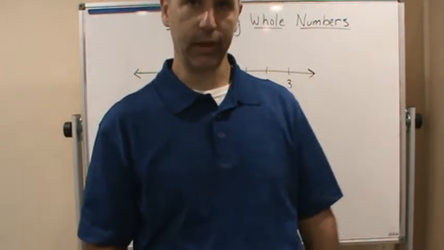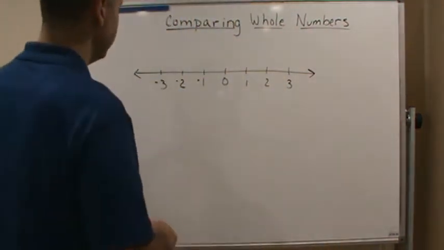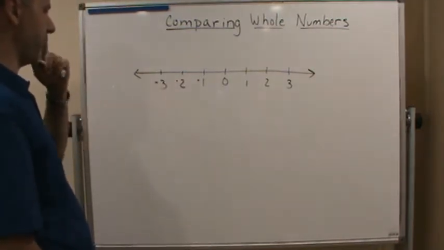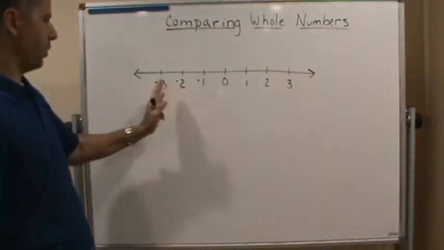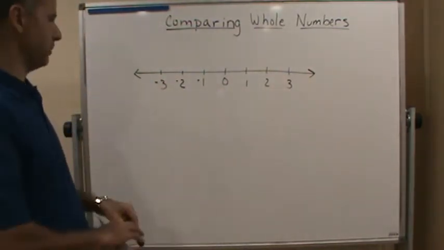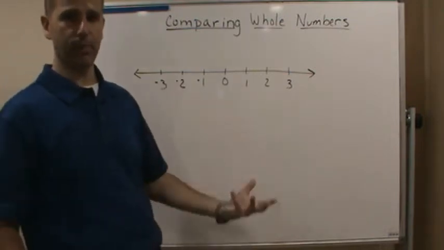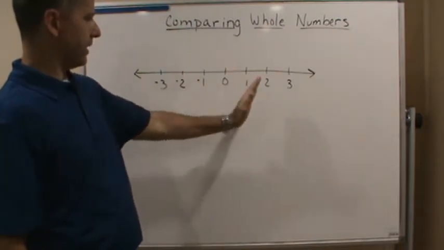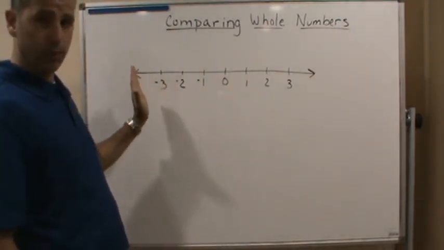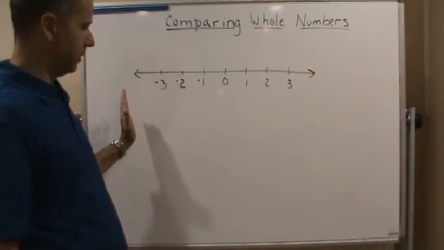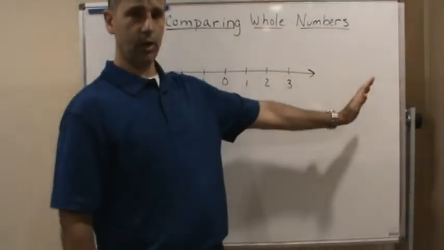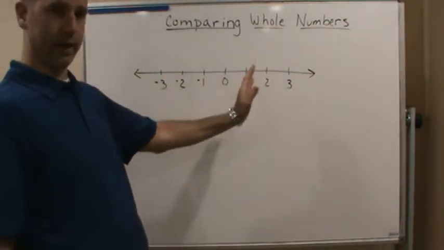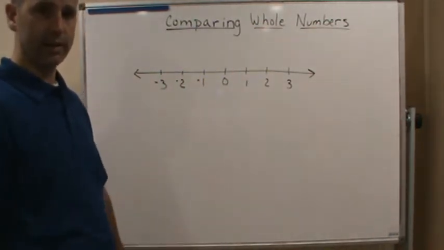Okay, so if we look at this number line, this is what we call a number line. This is a graphical display that allows us to compare the size of numbers. Based on this, we can see that the numbers go from the smallest on the left to the largest, or larger ones, on the right. So it goes from left to right, increasing in size.